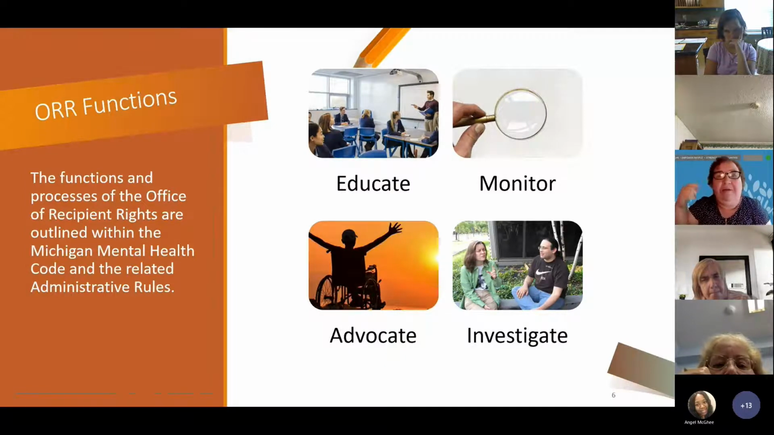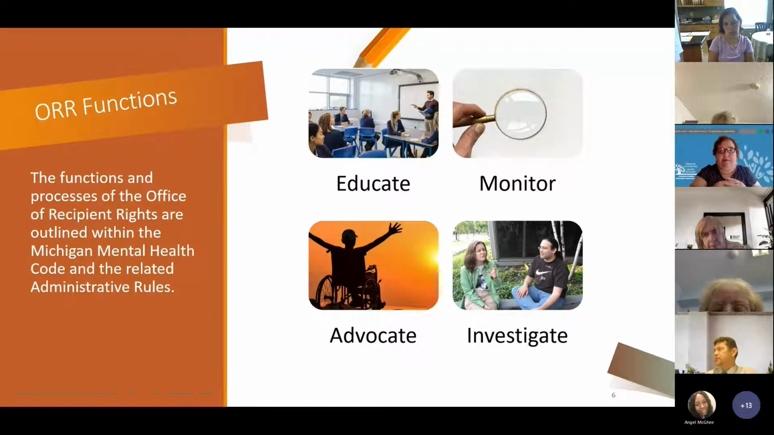So when we go back to what is it that ORR does, and what is it that our entire team is responsible for, these are our four main functions. And obviously, advocacy and investigations were already mentioned. But we have four main functions: education, monitoring, advocacy, and investigation. So we're going to take a quick look at each one of these.